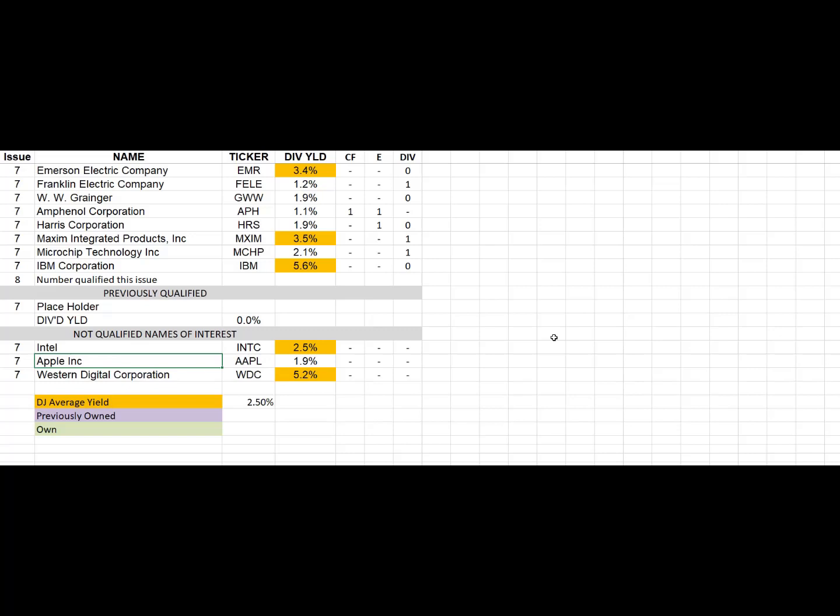This summary sheet shows us that out of the 130 or so companies that were in issue 7, only 8 made our list of quality companies for further consideration. 3 of those companies had pretty good dividend yields for those of us who are income investors. There's a couple here that could fit some other investment methodologies. And as I promised, I will look at companies that are not qualified but are names of interest each week. So we're going to take a quick look at Intel, Apple, and Western Digital.